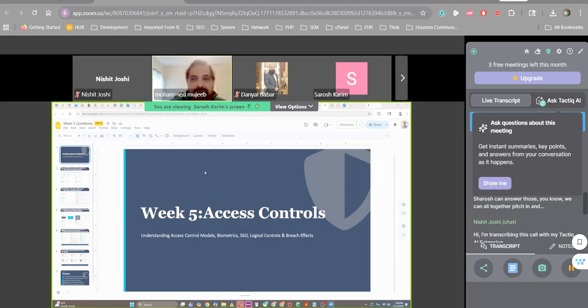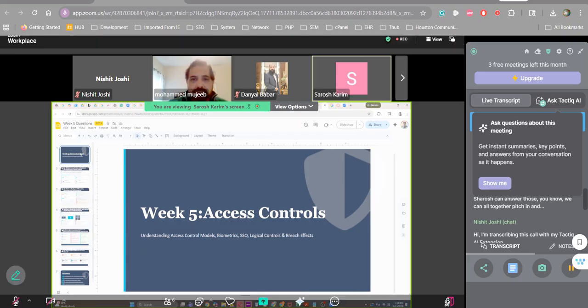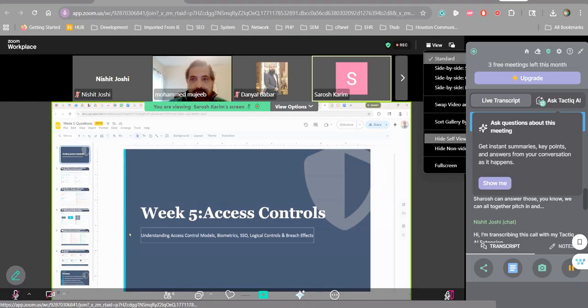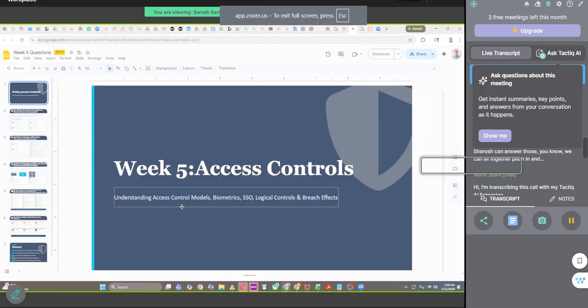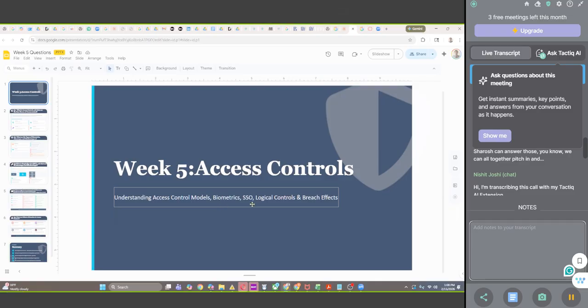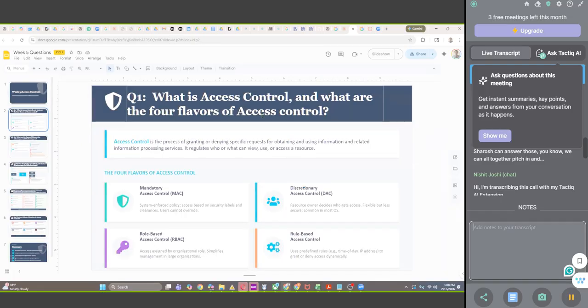Go ahead with Sarosh. So week 5 is basically concentrating on access control. In this we have the access control models, biometrics, SSO, logical controls, and breach effect, which we learned last week. So the first question is, what is access control and what are the 4 flavors of access control?